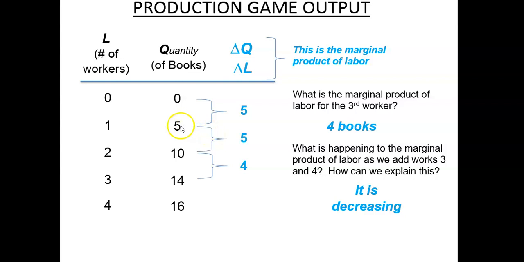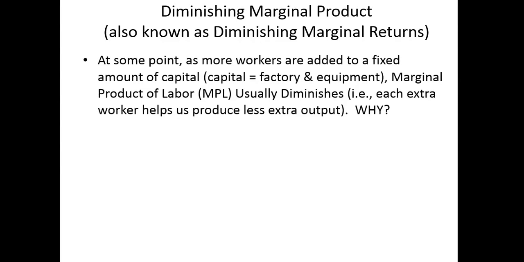So then the marginal product of labor of the second worker is another 5, because it increased from 5 to 10. And then we already talked about that the marginal product of labor of the third worker increased by 4. And then the marginal product of the fourth worker increased by 2, i.e. it is decreasing. So how can we explain why the marginal product of labor might in fact decrease as we add more and more, in this case, workers?